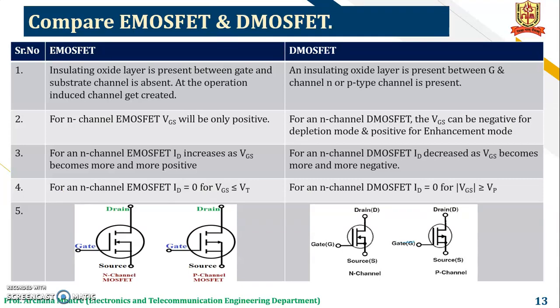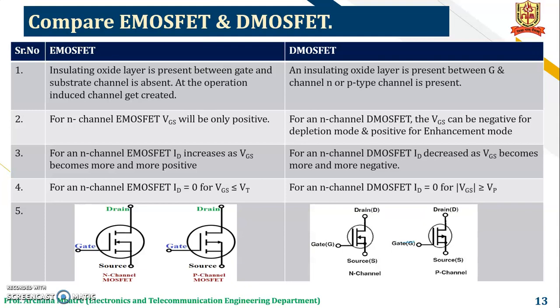Now here is a comparison between the E-MOSFET and D-MOSFET. First point, in E-MOSFET, an insulating oxide layer is present between gate and substrate. Channel is absent. During operation, an induced channel gets created. In D-MOSFET, an insulating oxide layer is present between gate and channel, and an N-type or P-type channel is present.